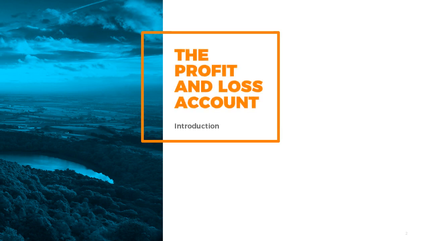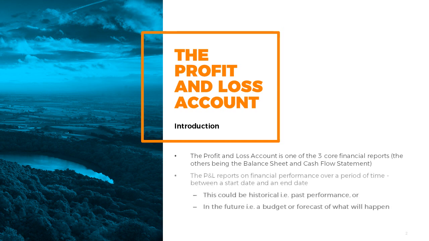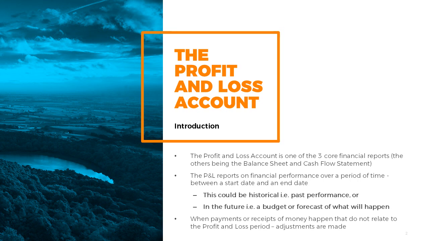The profit and loss account is one of the three core financial statements, the others being the balance sheet and the cash flow statement. The P&L reports on financial performance over a period of time, i.e. between a start date and an end date. This could be historical, i.e. past performance, or in the future, i.e. a budget or forecast of what will happen. When payments or receipts of money happen that do not relate to the profit and loss period, adjustments are made.